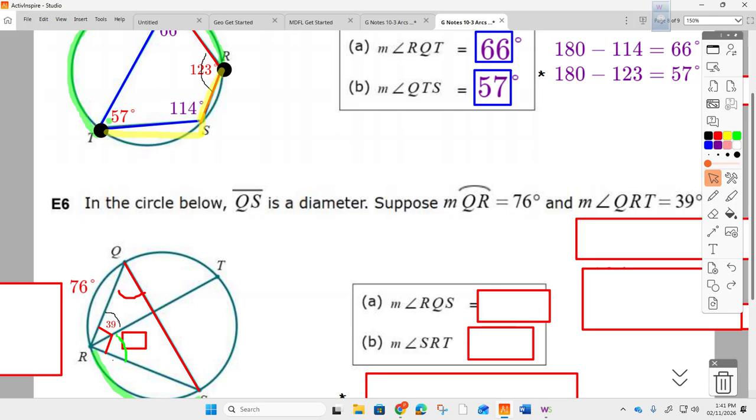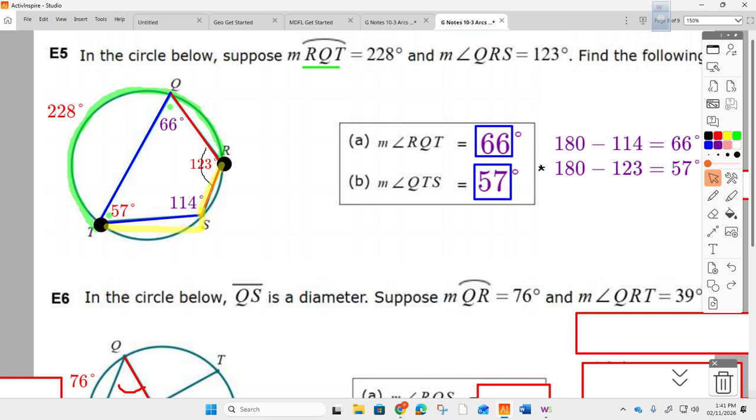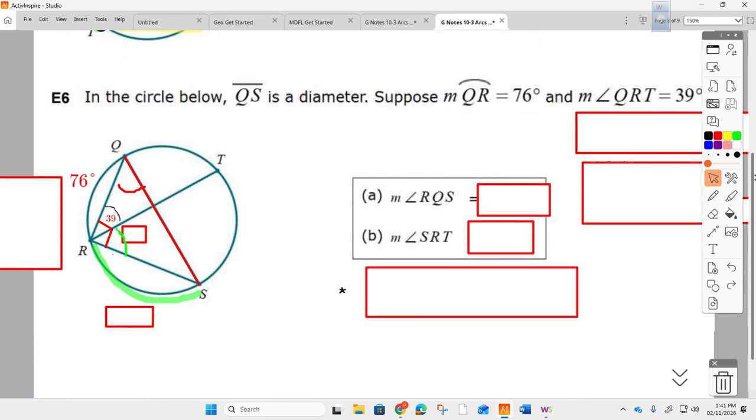All right, any questions on this one? All right, so let's look at the last one. Let's mark the given information. Arc QR is 76 degrees. Arc QRT is 39 degrees. They're asking us to find the measure of angle SRT, so that's this one, and the measure of angle RQS, which is this one.